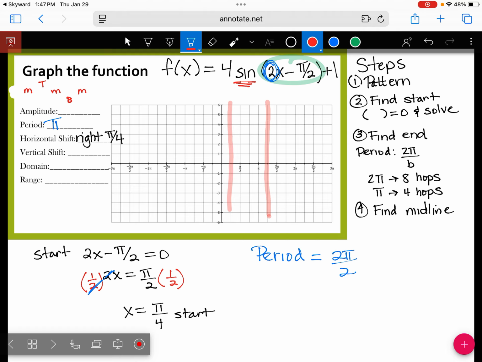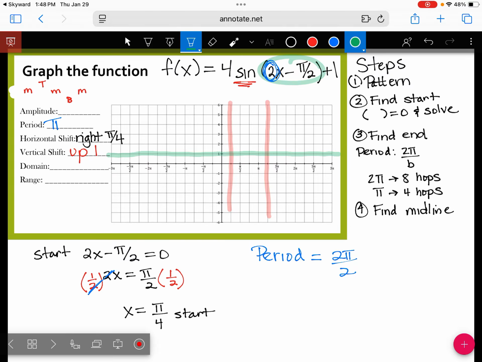Now the midline. The midline is the same as your vertical shift. What is K? What's the number in the back right here? 1. So I'm going to go up 1. And I'm going to draw that in too. I'm going to draw in my midline. All of these lines that I'm drawing, you can draw these in if it helps you with your graph.